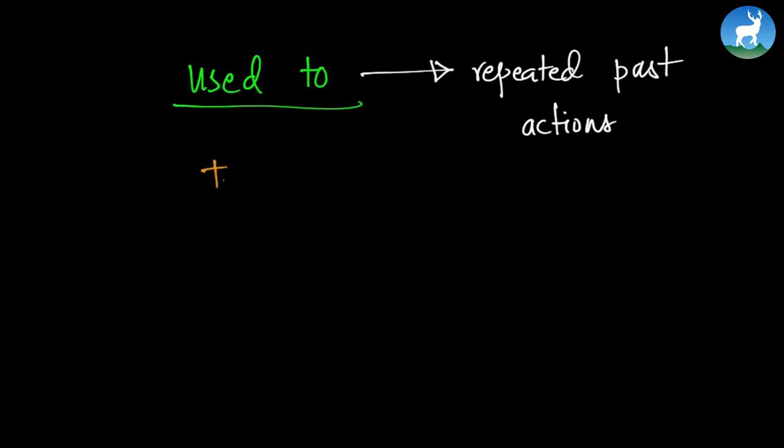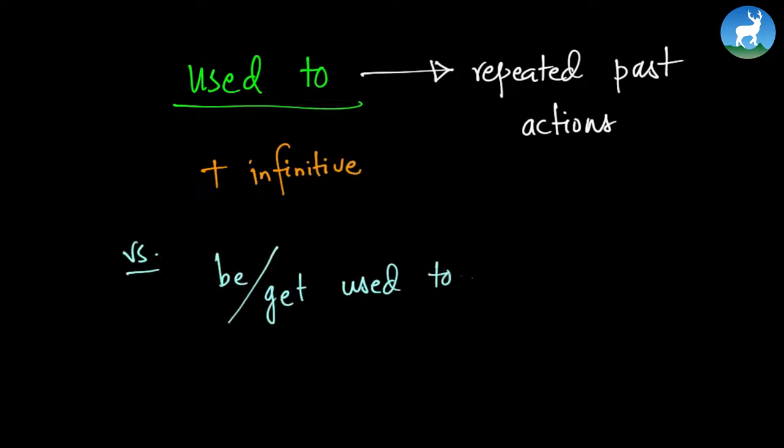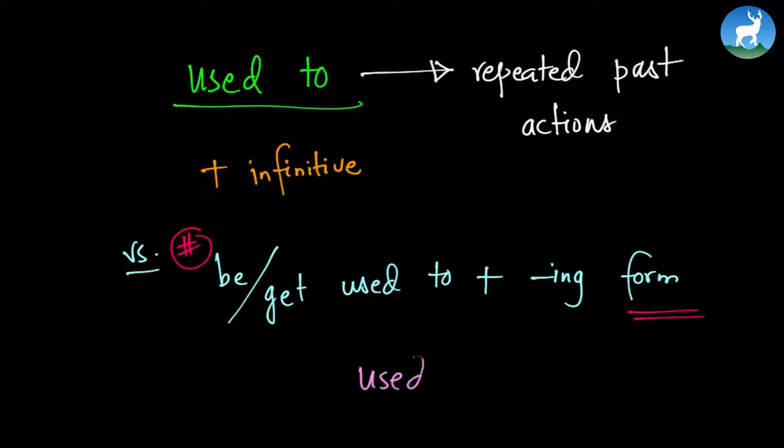Also, used to plus infinitive should not be confused with be or get used to plus the ing form. This is covered in a separate section, so this should not be confused with this. This is something different. For now, just remember that this is something different, and if you want to learn more about it, you can research it. So do not get confused between these two structures. We are now dealing with used to plus bare infinitive or base verb, also known as V1. We are now studying this one.